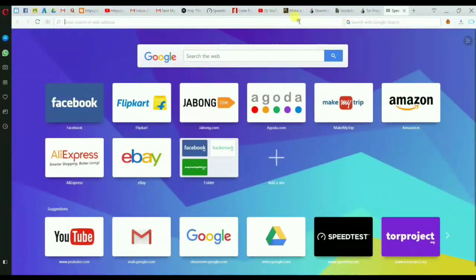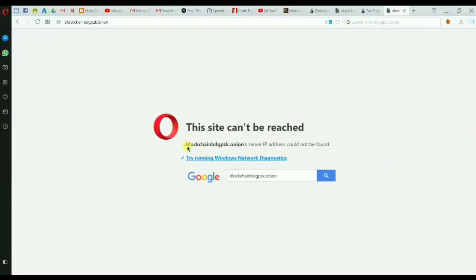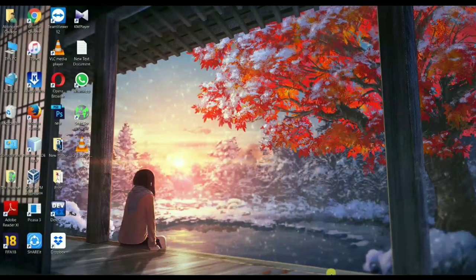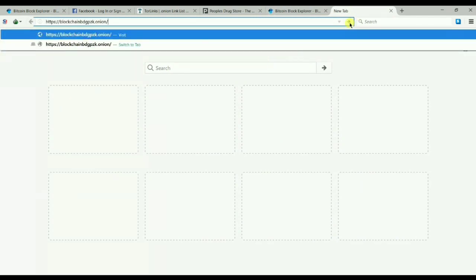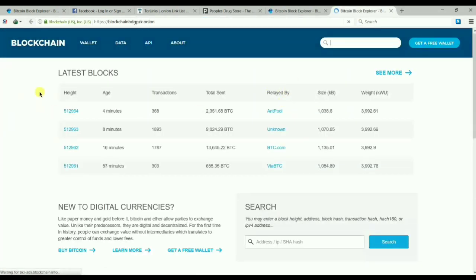Now what if I paste a link here? It shows that server IP address not found. And what if I paste the same link here? Yeah, it's working.